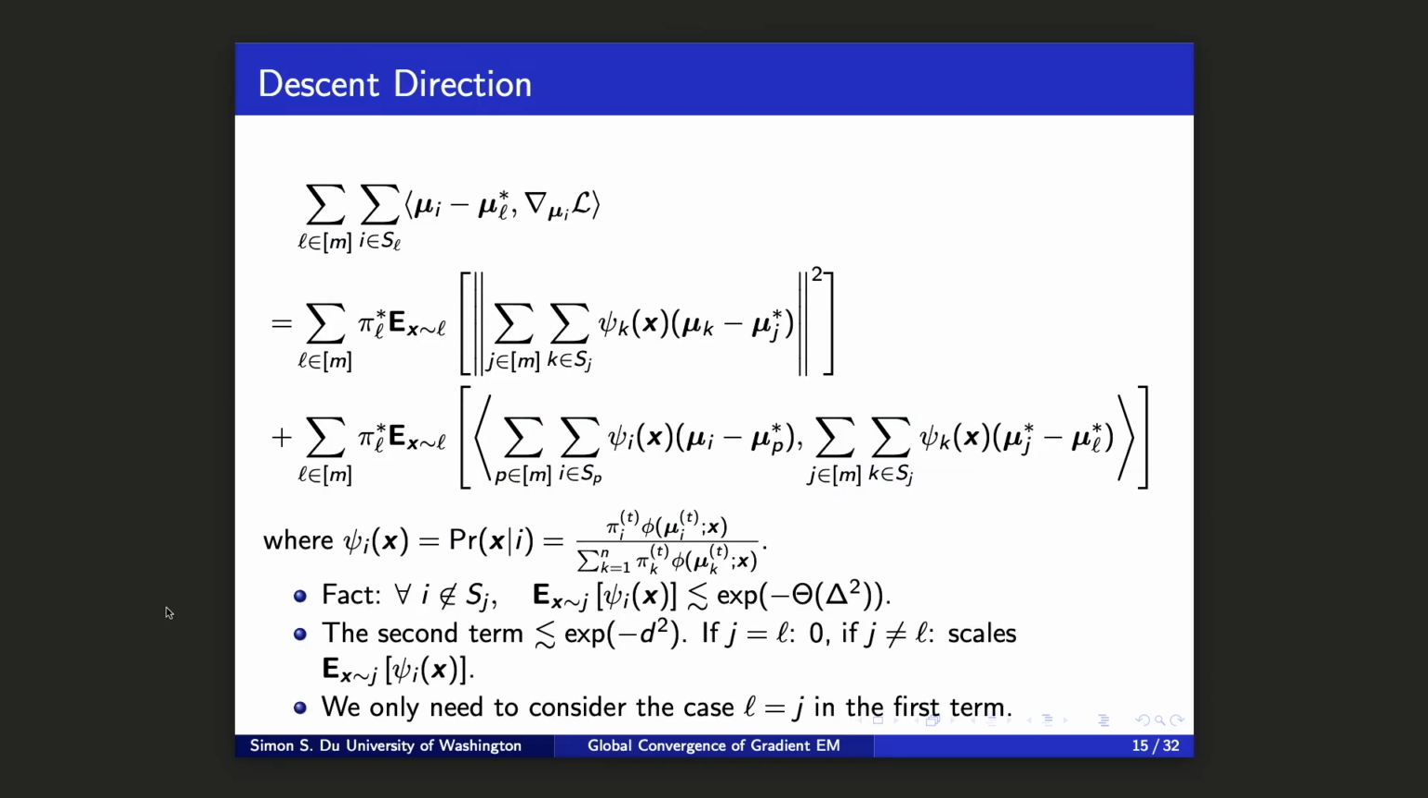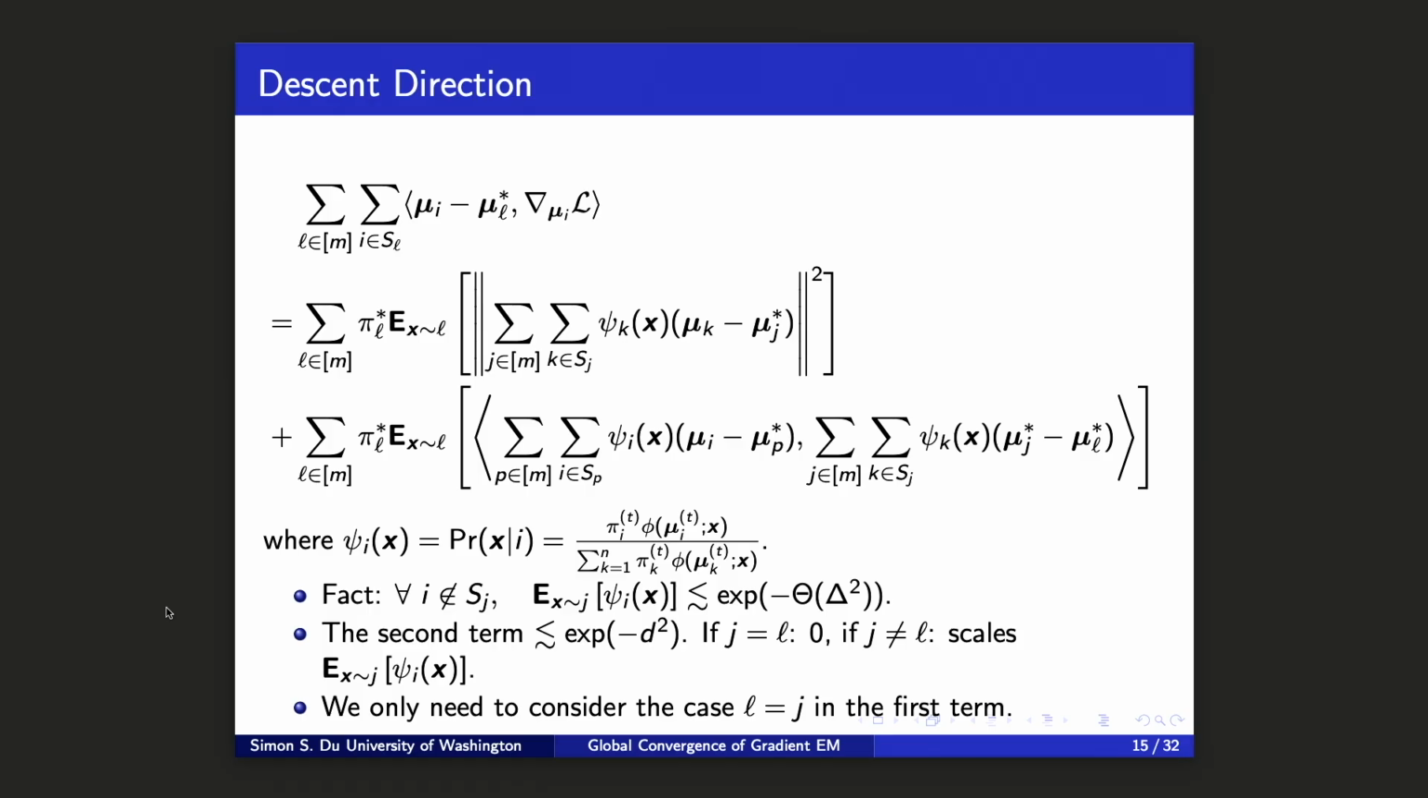Here's a bit more technical, but basically we can show this is the inner product between the descent direction and the gradient. Mainly it has two terms. We call the second term the cross term. Here we have notation psi. It's just a membership function, membership weight for the i-th component of the particular x. You can observe that psi I is exponentially small with respect to separation if I does not belong to, say, S j.